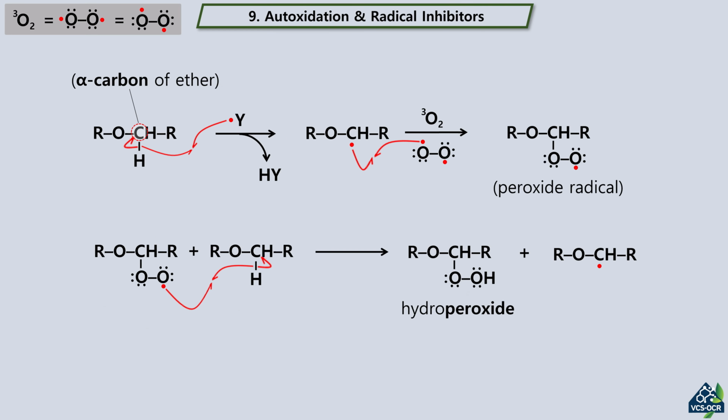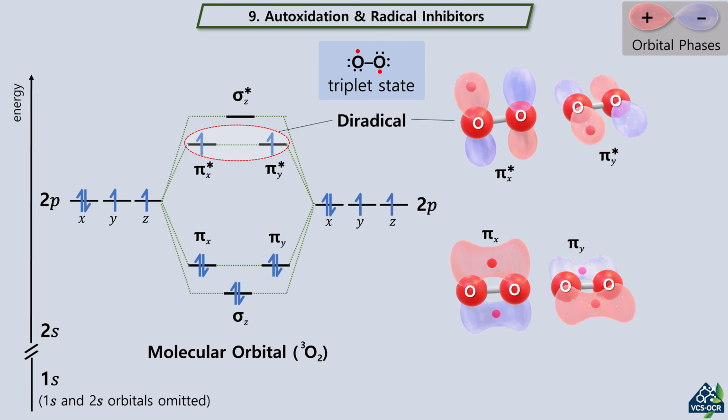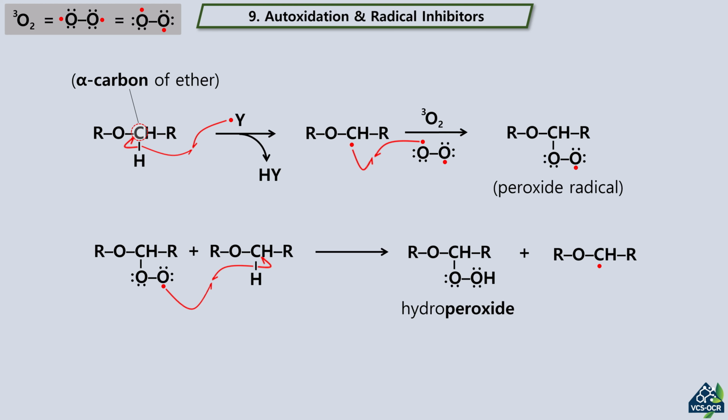Finally, let's briefly look at autoxidation and radical inhibitors. Autoxidation is the slow, radical-mediated oxidation of organic compounds, like ethers and lipids, upon exposure to air. Because molecular oxygen exists in its triplet ground state with two unpaired electrons, it readily reacts with carbon-centered radicals to form alkyl peroxy radicals. These peroxy radicals can then abstract weak allylic or benzylic hydrogens, propagating a radical chain process that converts organic substrates into hazardous hydroperoxides.